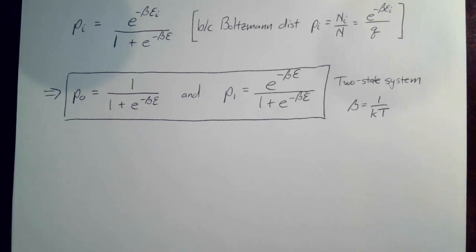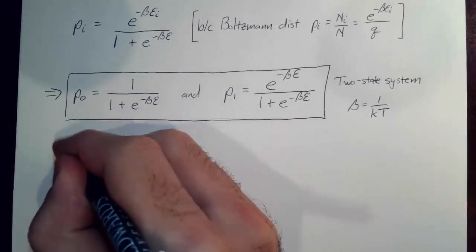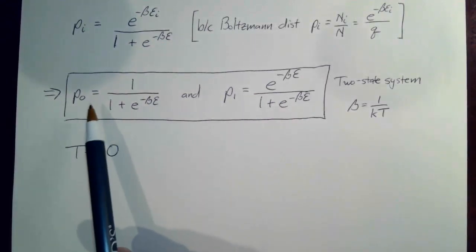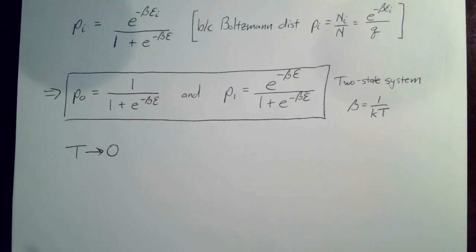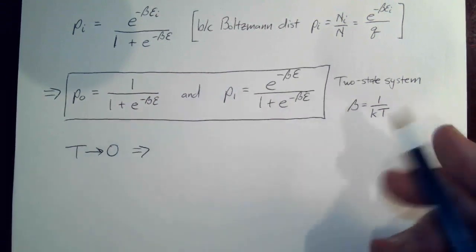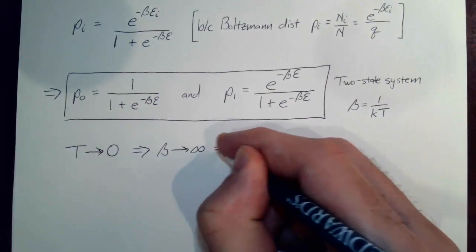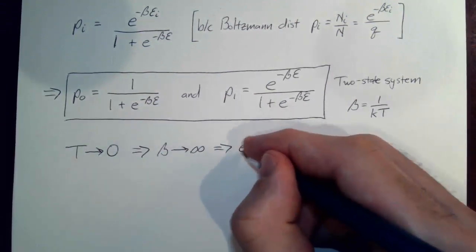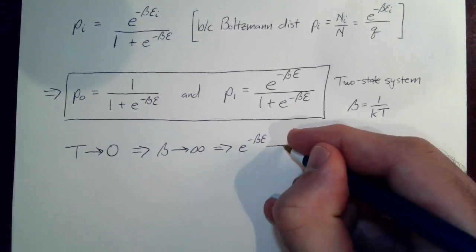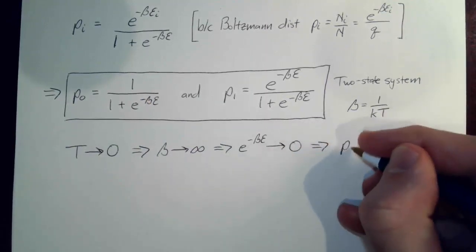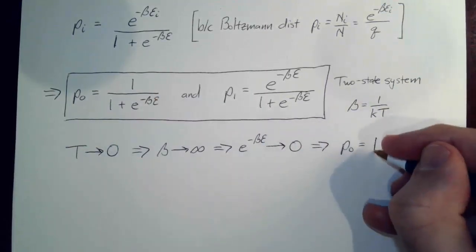Okay, so now let's look at the limiting cases for the temperature. As the temperature goes to 0, we already know what we should expect to happen, right? We would expect all of the molecules to end up in the ground state. So let's see if that happens here. So as the temperature goes to 0, since beta is 1 over the temperature, then beta is going to infinity, which means this term, just like before, e to the minus beta epsilon, is going to 0. And so the probability just becomes 1 over 1, or 1.